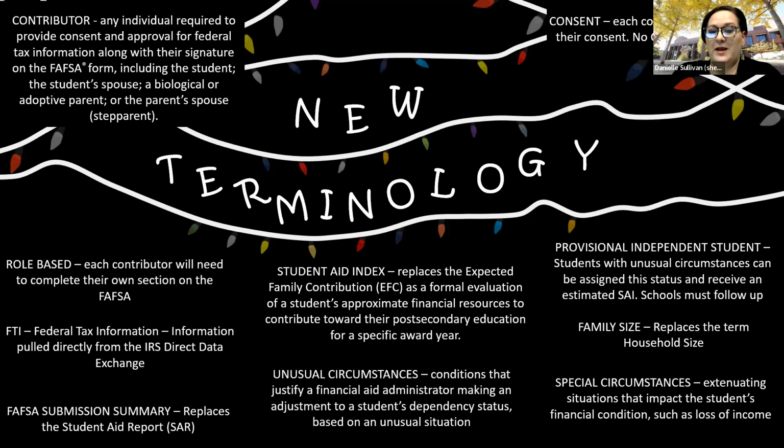Family size is going to replace the term household size. And then FAFSA submission summary replaces the student aid report. So that is a little bit different. And then unusual circumstances are those situations where a financial aid administrator may determine that a student is truly independent based on their circumstances. And then special circumstances are situations that impact a student's financial condition, such as loss of income. So it used to be these two were combined. Special circumstances encompassed all of those things. Now they've separated it out to distinguish between students who may not be able to provide their parents' information and students whose financial situation no longer reflects what they've put on the FAFSA.